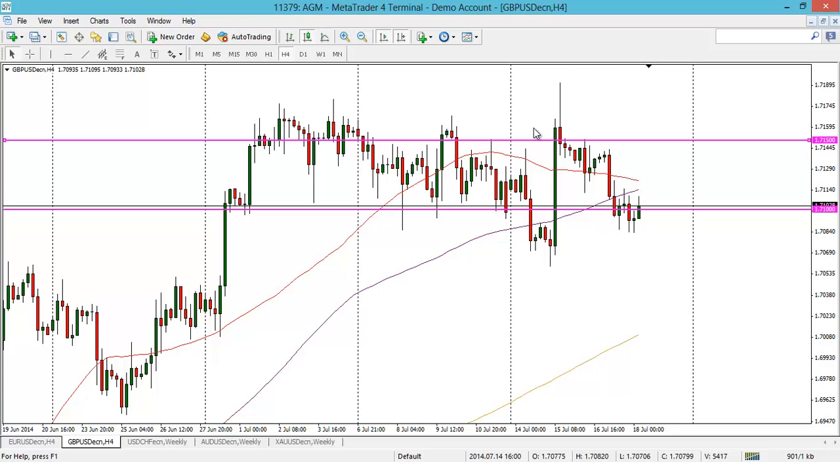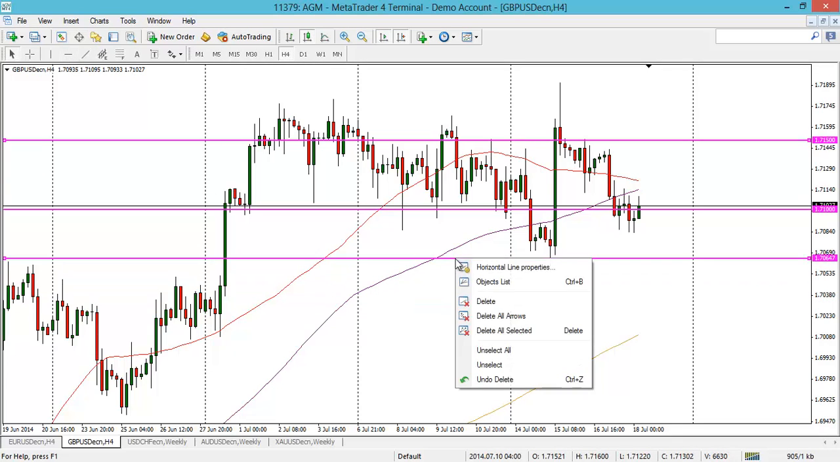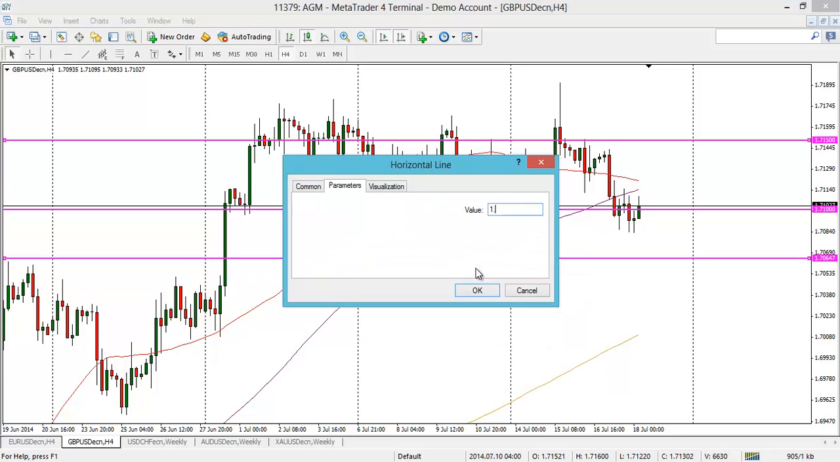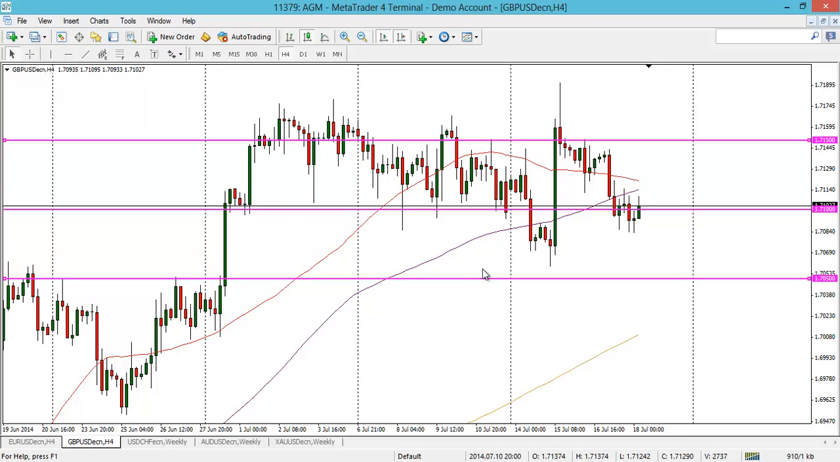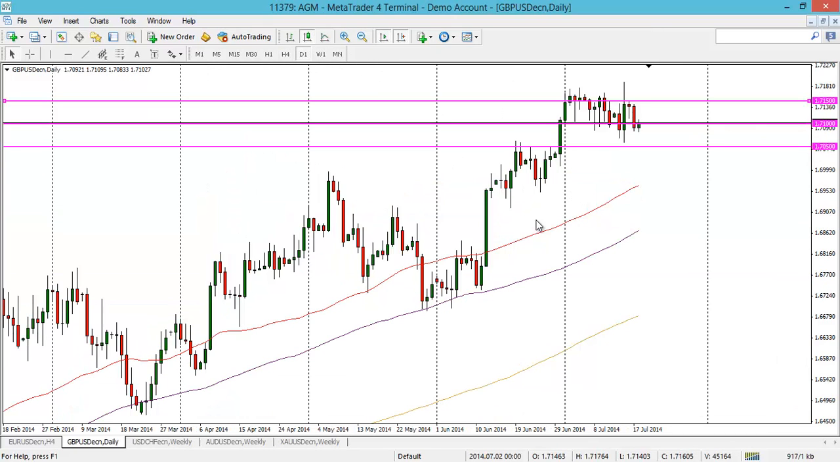And the other level to keep an eye out for, and what has been interesting this week, is the 1.70-50s as well. We haven't quite tested it, but it's definitely one to keep an eye out for. You can see it's previous resistance as well if you look to the left of your chart. But yeah, it's been quite choppy, Cable.